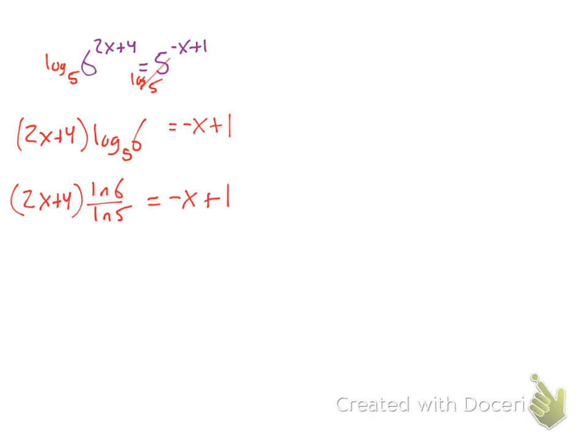You take your trusty calculator out. What's the natural log of 6 divided by the natural log of 5? 1.32. Notice that I just stuck it right above the top. I did this because what do I have to do with that 1.32? Distribute it through. I'm just trying to save myself a little bit of space. That should become 2.64x plus 5.28 equals negative x plus 1.